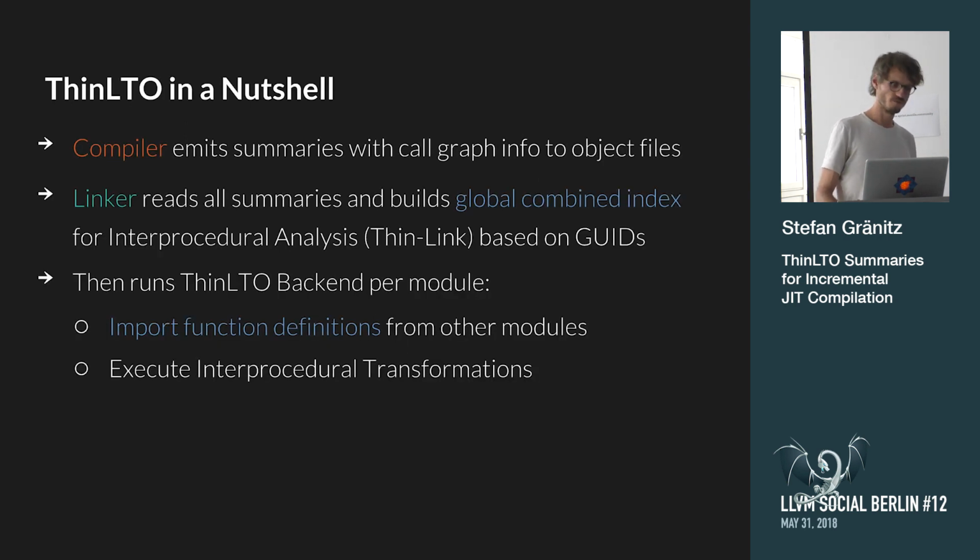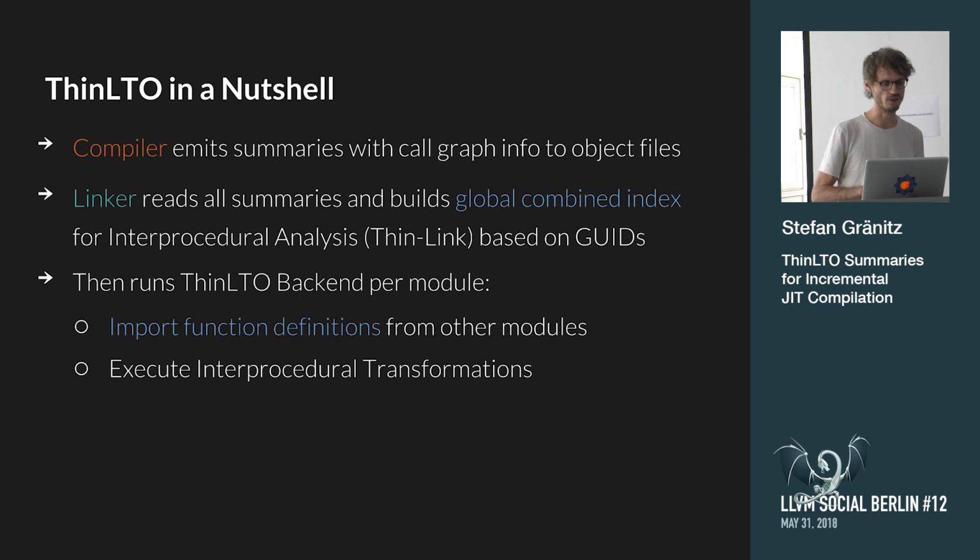ThinLTO, compared to that, is first of all very similar, but it tries to fix that problem that LTO doesn't really scale. With ThinLTO, the compiler also emits the bytecode to the object files, but it also adds summaries that it collected during compilation in the call graph. Those summaries are really compact and only deal with global unique IDs instead of real names. So it's a very compact and easy to traverse data structure.